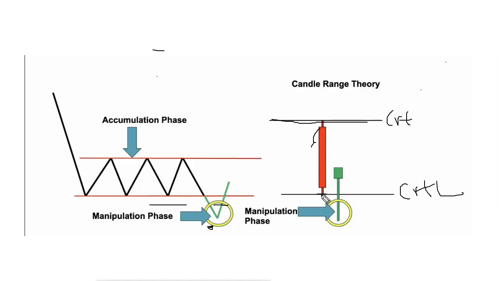At this particular time, this is your manipulation. Once you have this candle that closes back inside, it is telling you that you are having a reversal, that we are in an uptrend. So this is what the manipulation phase does for you. You need to understand the candlestick, not just know them.